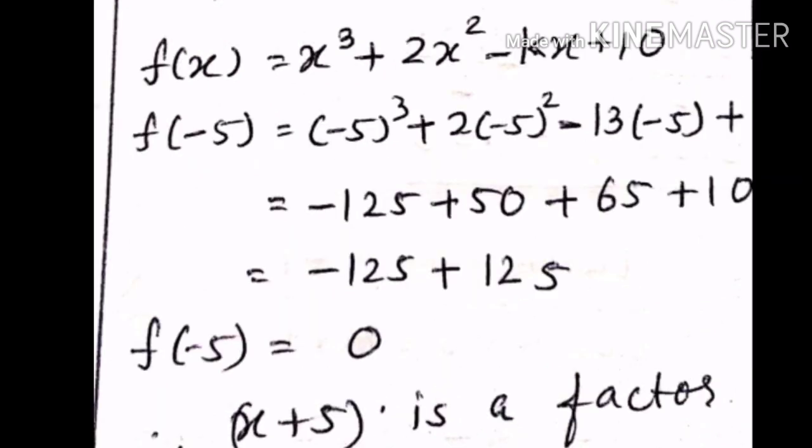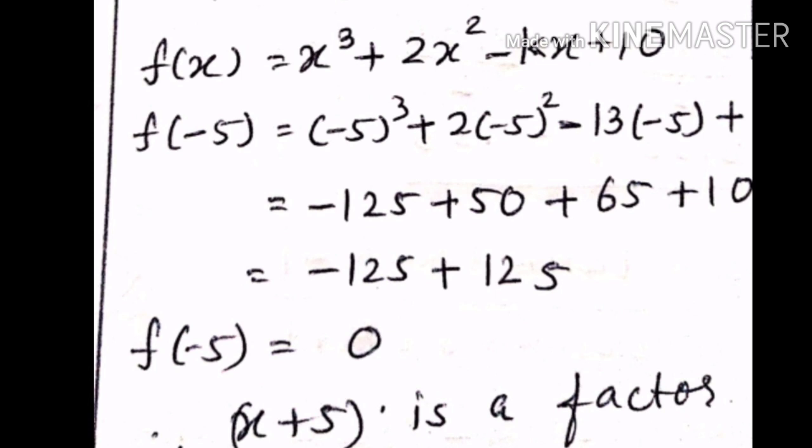If it is 0, then it is always a factor. So here we get f(-5) is equal to 0. So x plus 5 is a factor of the expression here. So we have found both the things, the k value and whether it is a factor or not. If you find it correctly, everything, you get the full marks. Now let us move on to the next question.